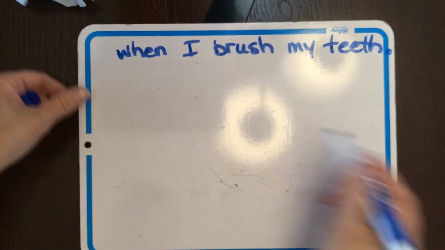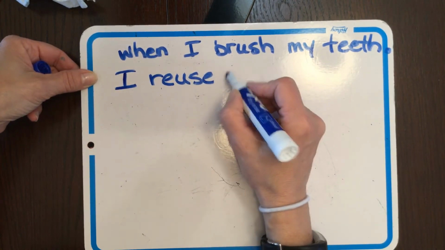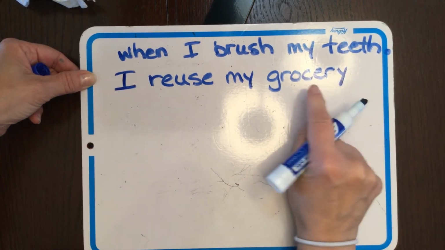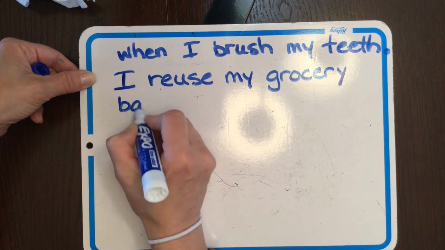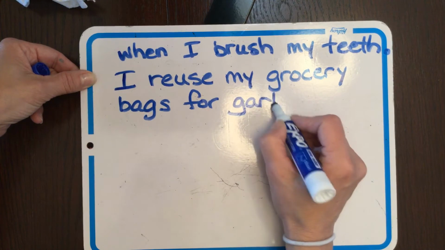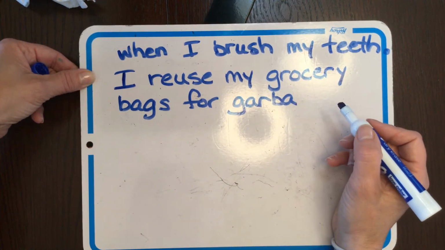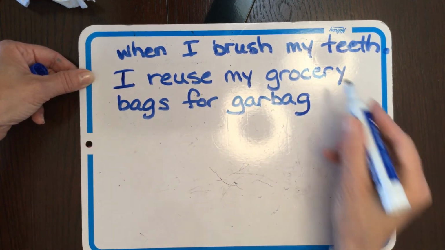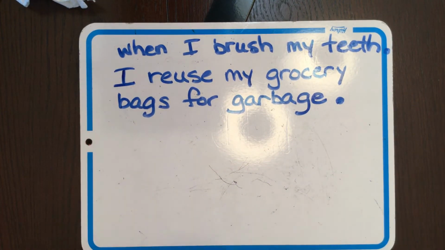I know I reuse my grocery bags. Grocery. That's a funny word because the C makes the S sound, a soft C. I reuse my grocery bags for garbage. I try to keep my garbage low, but I still have some. I reuse my grocery bags for garbage. Garbage. Does that look right? I think it has an E on the end. For garbage.